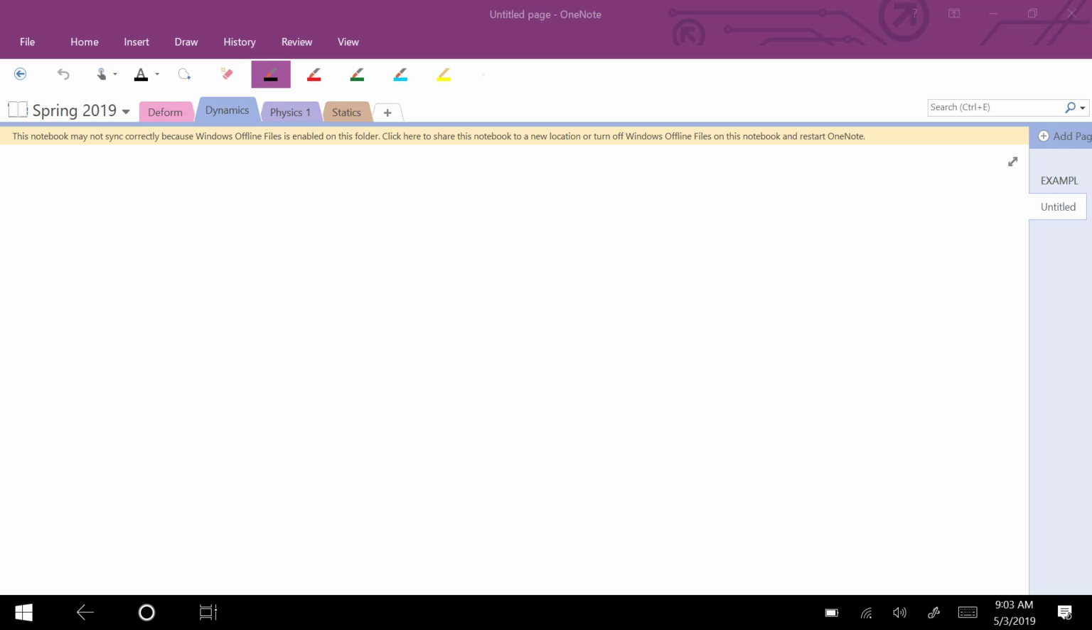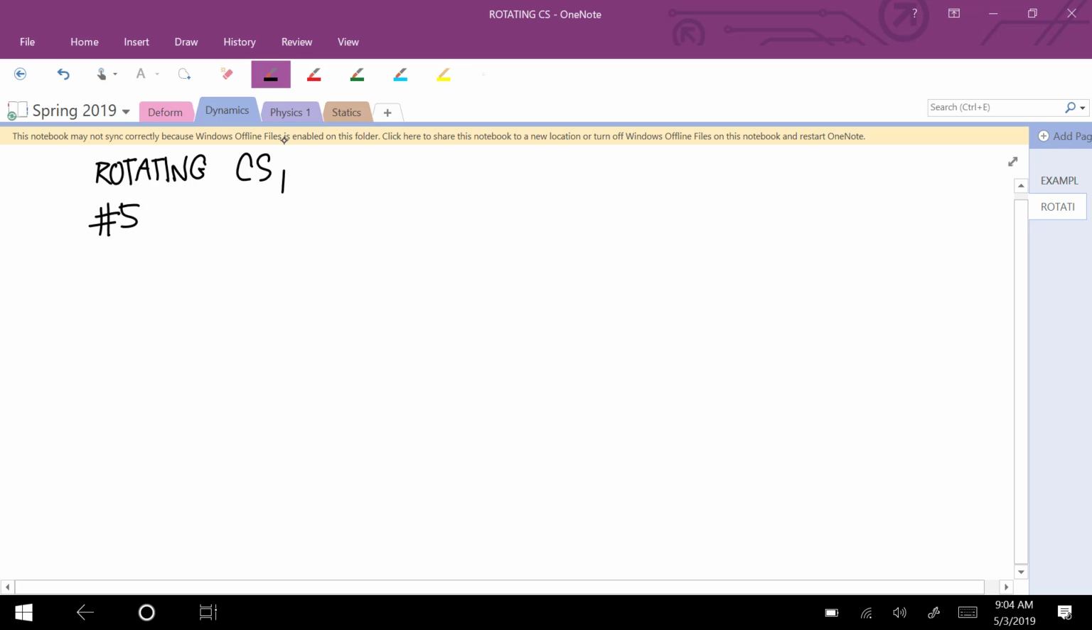Number 5. So maybe instead of going through this whole problem, I'll just draw the two coordinate systems and we'll talk about how P and R and that kind of stuff changes. Okay, so rotating coordinate system. Number 5.